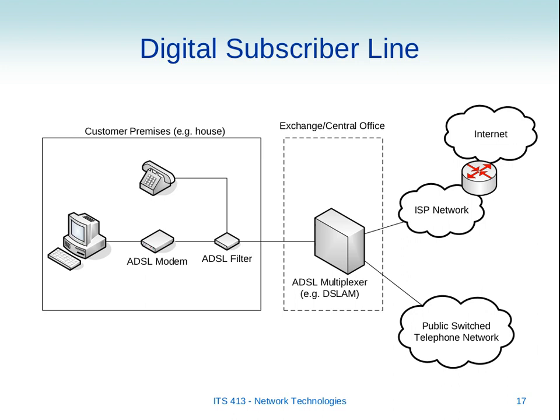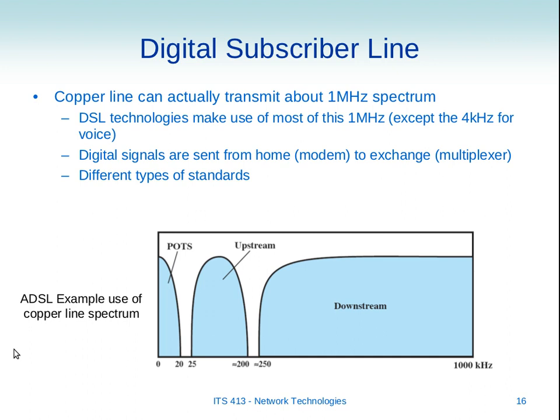So your internet traffic goes to the telephone exchange and the ADSL multiplexer, which then sends it out to the internet. Your telephone calls at the same time go over the same copper wire to the exchange and then out to the public switched telephone network. And of course, you can make a telephone call and send your data up and down at the same time. Because we have a larger bandwidth, we can transmit at much larger speeds than dial-up was limited to.